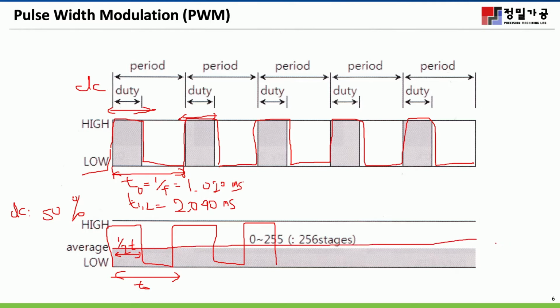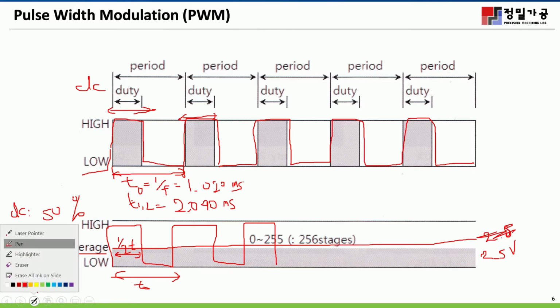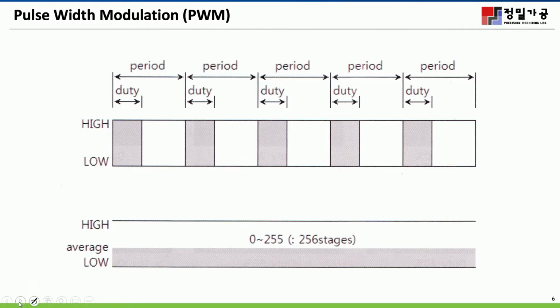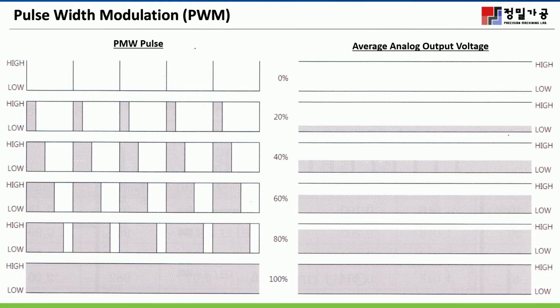So you have about 2.5, sorry, 2.5 volts as the average value for analog output. I hope you understand. I will erase this. Okay, for the next one, maybe it's more clear for you.